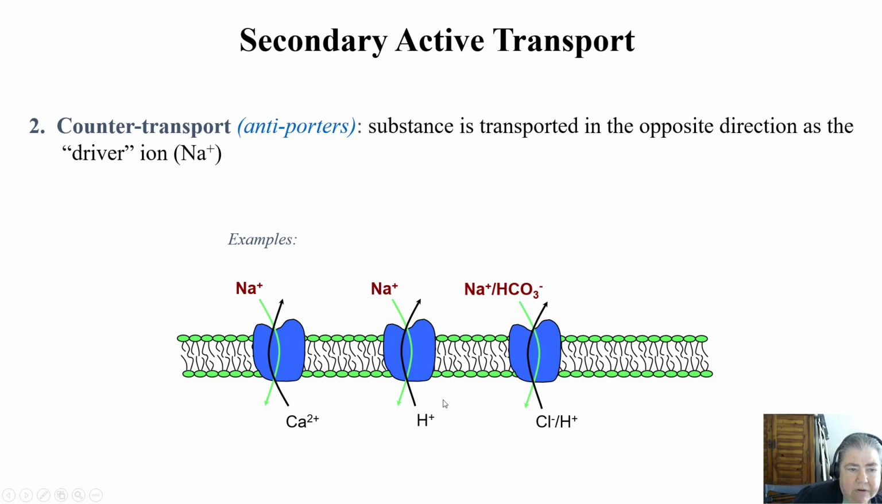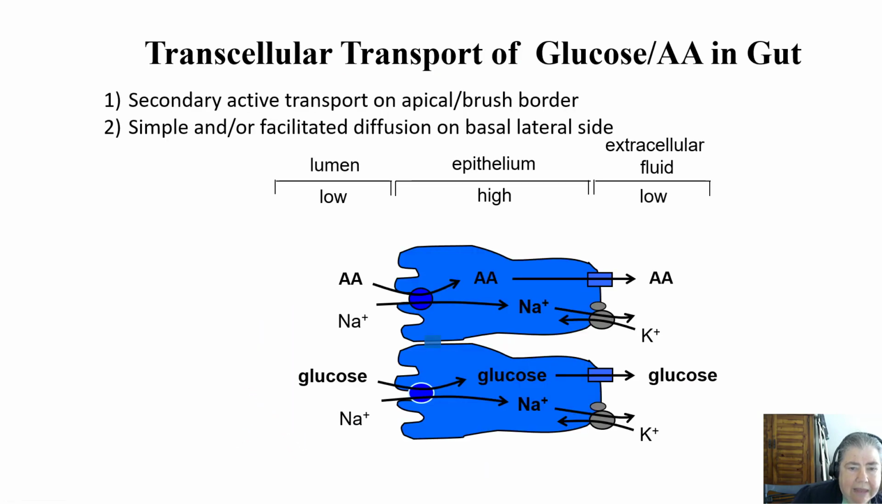And these are examples. There is a calcium sodium countertransport, a sodium hydrogen ion countertransport, and there's a countertransporter that uses the combination of sodium and bicarb to transport chloride and hydrogen ions from the outside to the inside of the cell. Okay. And this is just a couple of examples.